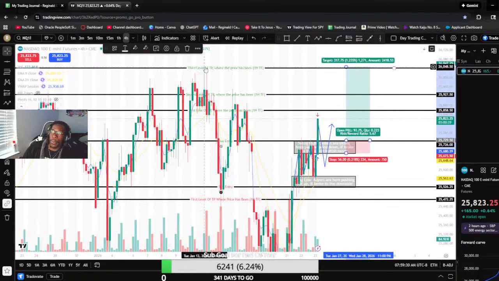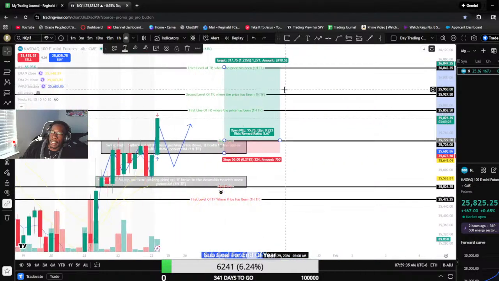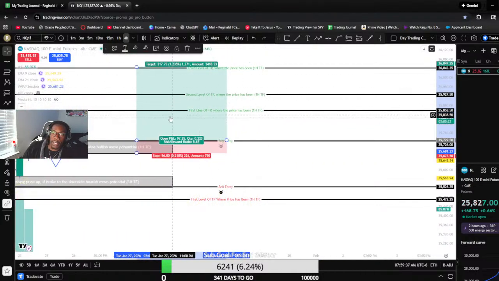And how do I see that? Look at the 1 hour. It wicked all the way up here. So that's where it shows me it can reach to. It can test. But I have 3 levels of TP. Take profit, meaning, okay, I see it jump up to this first line. I'm going to move my stop loss now here.